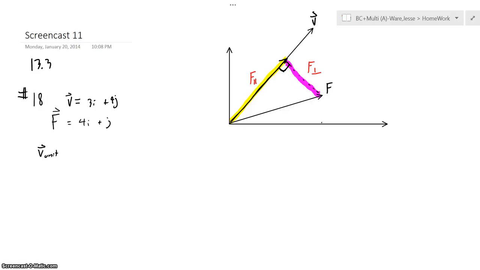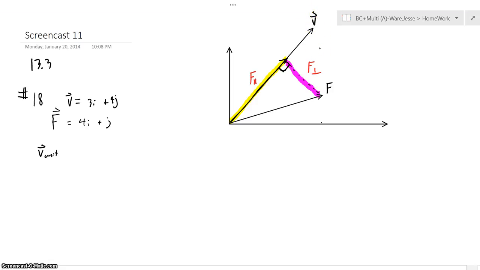For this screencast, I'm going to be doing problem number 18 from 13.3. It asks us to find multiple things. The first of which is the projection of the vector f we see here onto the vector v.